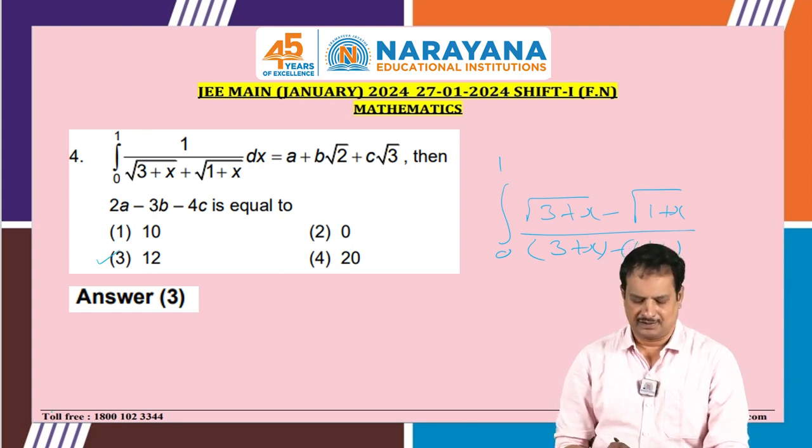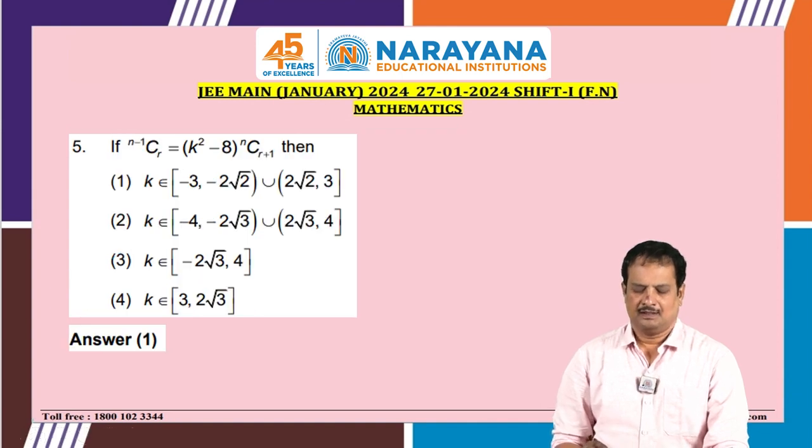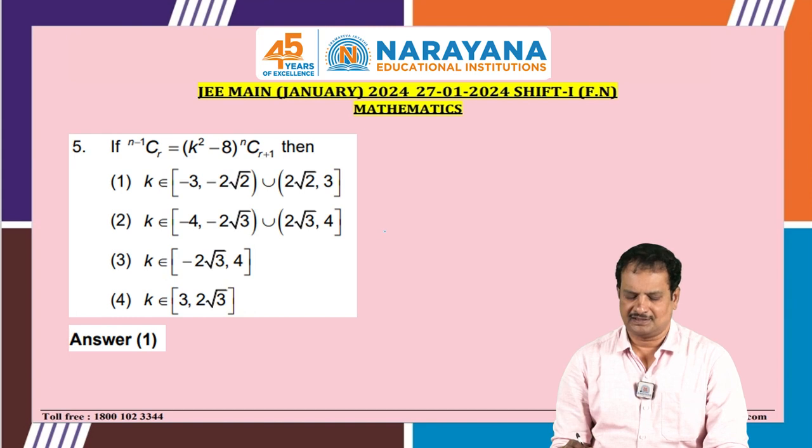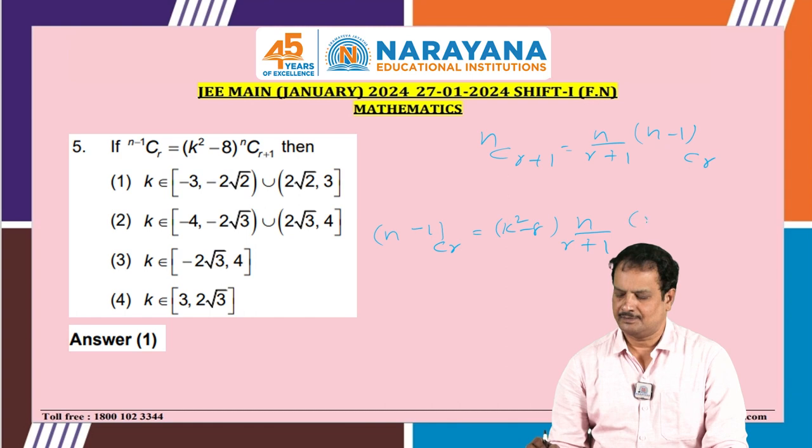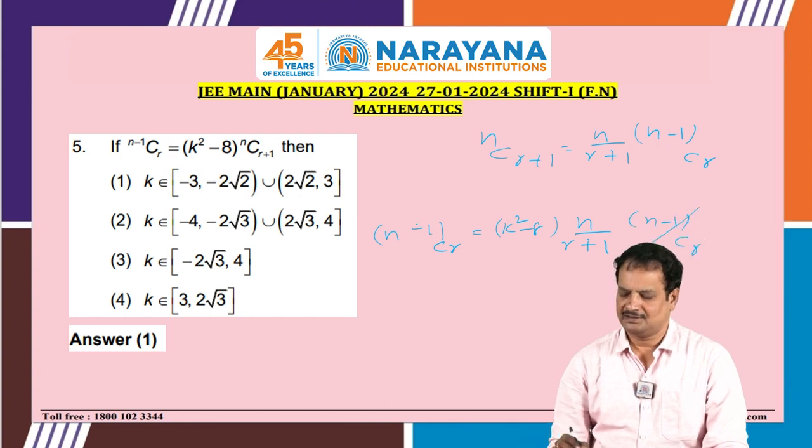Okay, now let's go for the next question. This is n minus 1 CR equal to k square minus 8 into NCR plus 1. Okay, so in this case, first let us take n minus 1 CR equal to k square minus 8 into NCR plus 1. But according to the formula, NCR plus 1 can be written as n by r plus 1 into n minus 1 CR. So because of this reason, here we'll get n by r plus 1, next n minus 1 CR. So this will get cancelled.